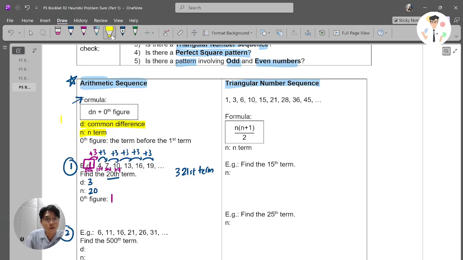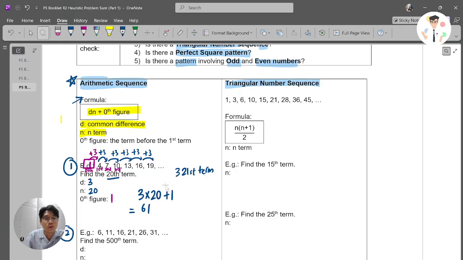This is the formula that you are given here: dn plus zero figure. Teacher, what does it mean by d? D again is this 3. How about this n? N is 20 in this case. dn basically means 3 times 20. Plus, so you just plus the zero figure, which is 1. So 3 times 20 is 60. 60 plus 1 is 61.